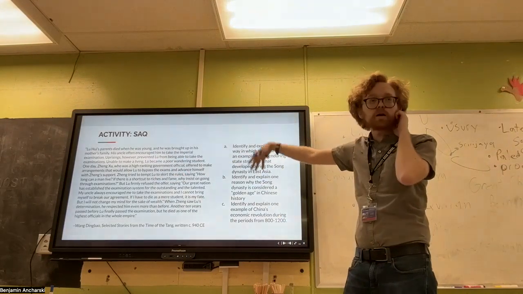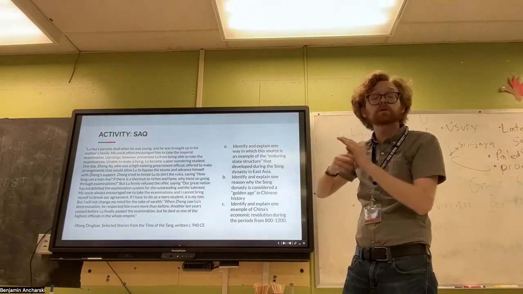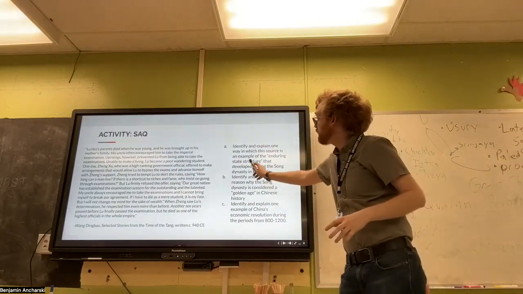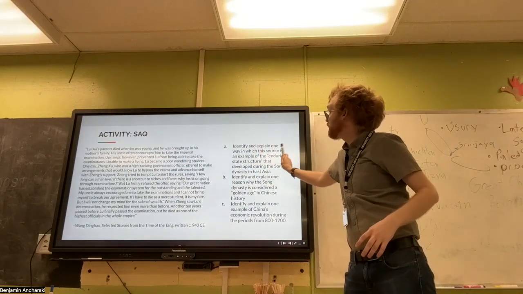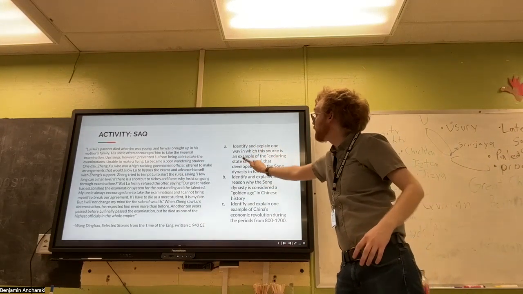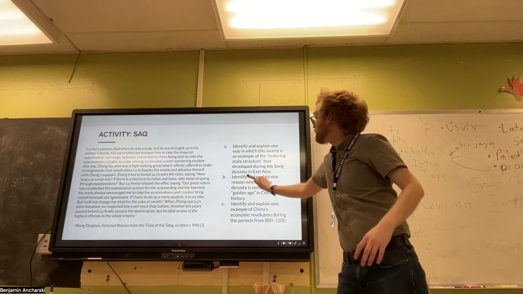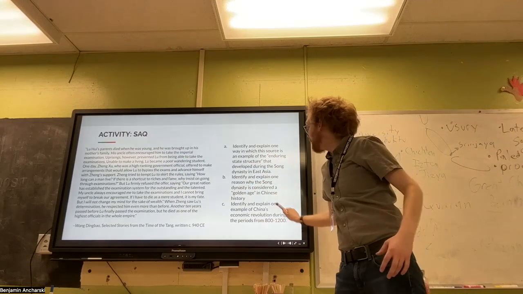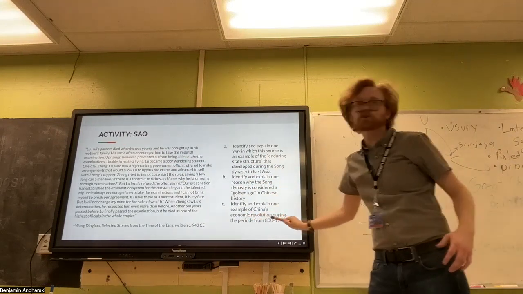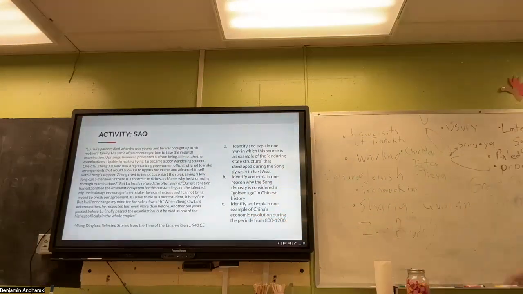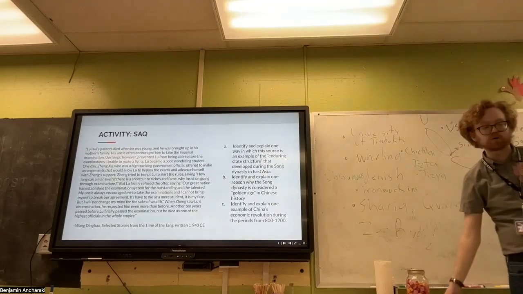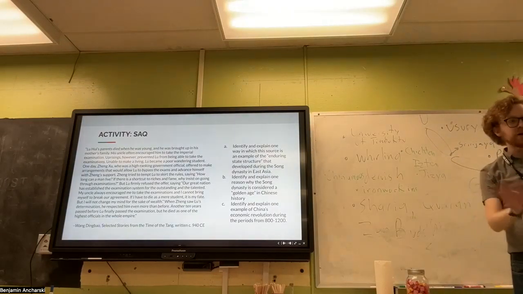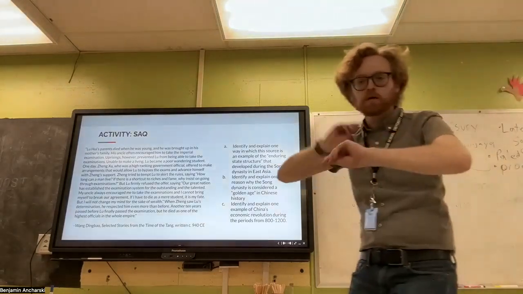So what I want you to do right now, completely optional, but work with your neighbor, work through these questions right here. Identify and explain one way the source is an example of an enduring state structure. Identify and explain one reason why the Song dynasty is considered a golden age. And then one example of an economic change during this time. Talk to your neighbor, read through the prompt right there. And you can write this down, that's completely fine.